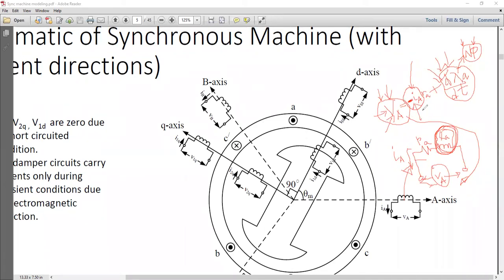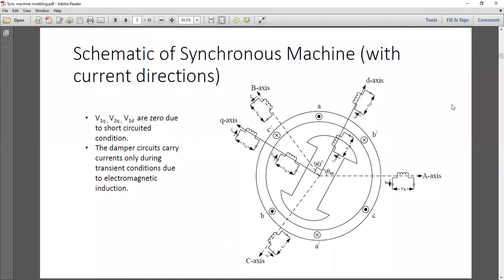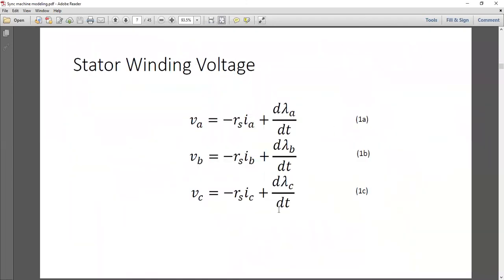So a similar expression can be written for the other two sets of stator coils, right? If this is understood, then we can move forward. Very easily we can say these are the three equations then. VA is minus RS IA, and so on, because we have considered that phase A, phase B, and phase C all belong to the stator circuit.